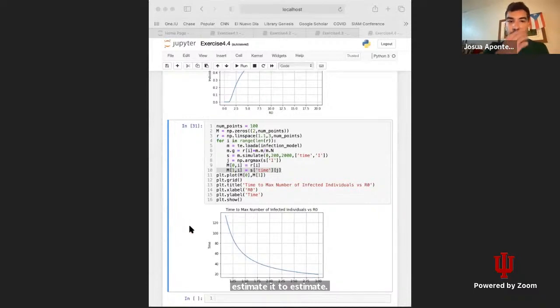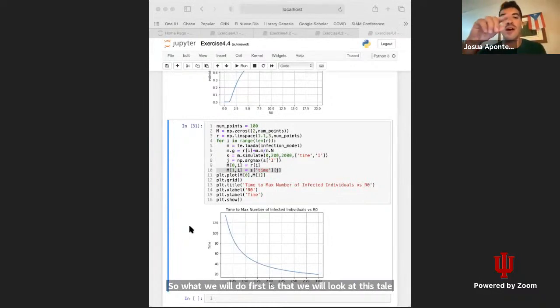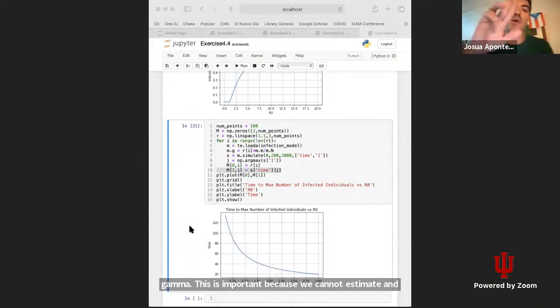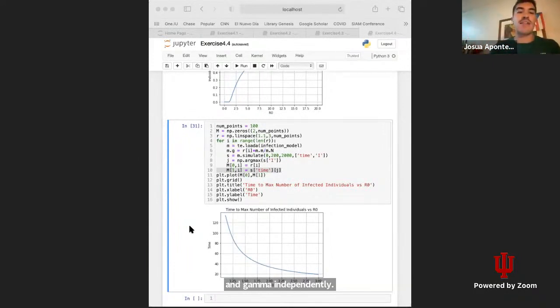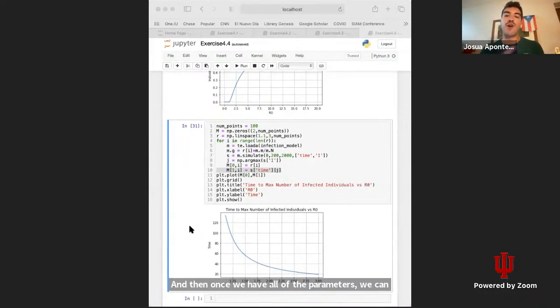So what we will do first is look at the tailing part of the curve, and we will estimate the parameter mu from that tail. Then we will look at the leading part of the curve, and knowing mu, we can now estimate n times gamma. This is important because we cannot estimate n and gamma independently. We just estimate the product. And then once we have all of the parameters, we can estimate R naught from just looking at the active cases data.